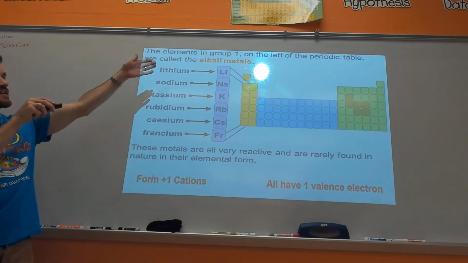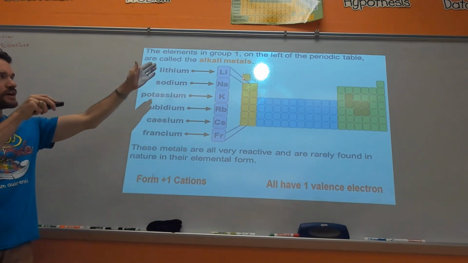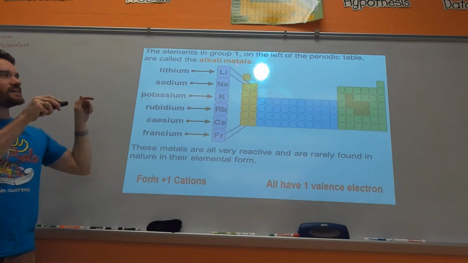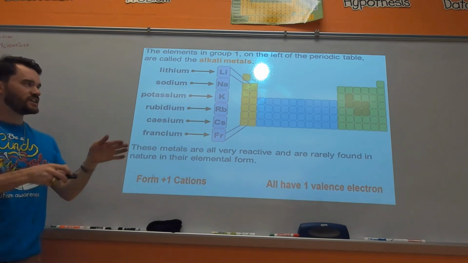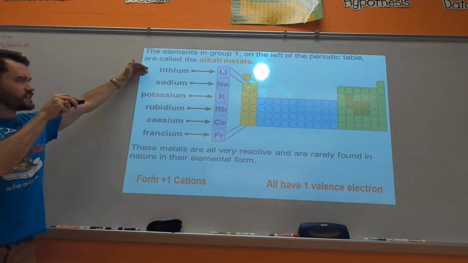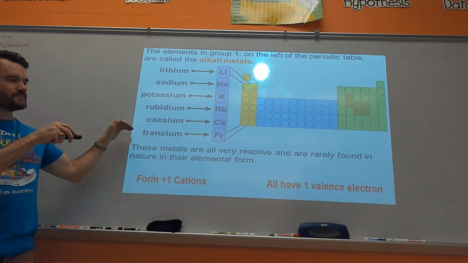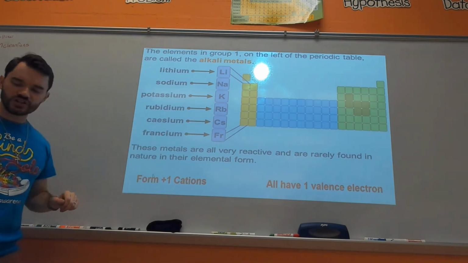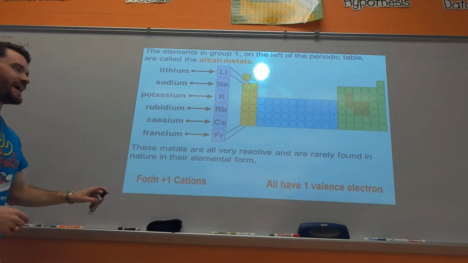All right, getting into each of the groups. If we're looking at the very first group, group 1, we call those the alkali metals. This very first group, lithium all the way down to francium. And I want you to know that they are very reactive.